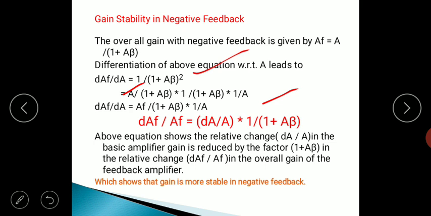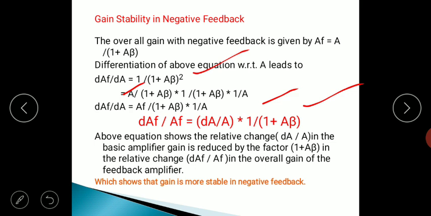Then you may ask why I have written like this. Because now if you see this equation closely, we have got here a term A by 1 plus A beta. And what is A by 1 plus A beta? We know that it is the gain with feedback, that is AF. So we can write this equation as dAF by dA is equal to AF by A into 1 by 1 plus A beta. Now rearranging the term, I'll take this AF this side, it becomes dAF by AF is equal to dA by A into 1 divided by 1 plus A beta. This is the equation: dAF by AF equal to dA by A into 1 divided by 1 plus A beta.